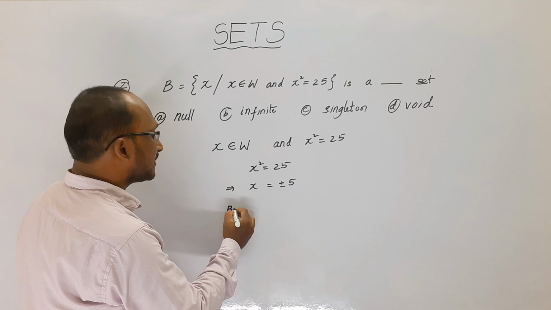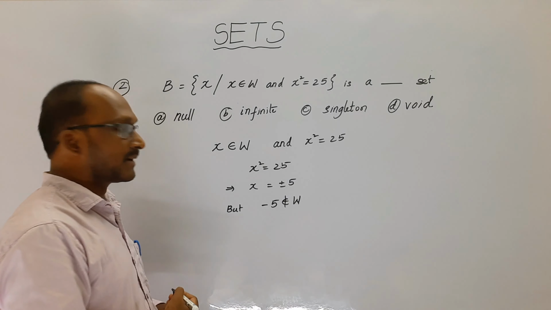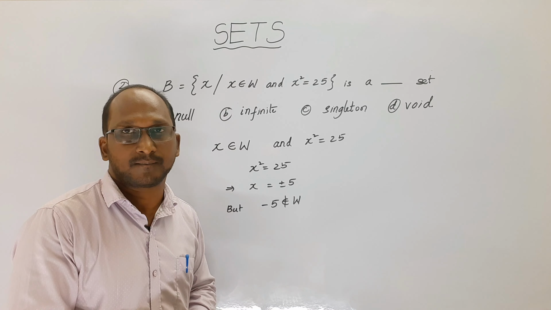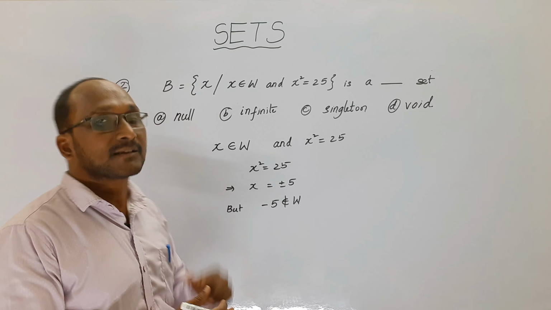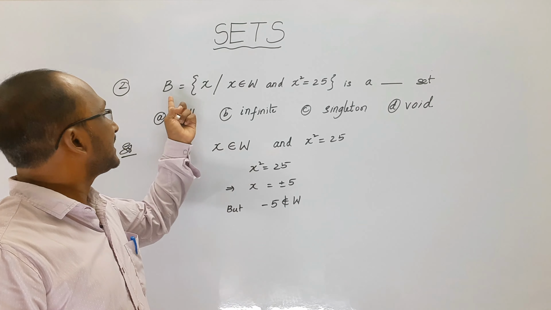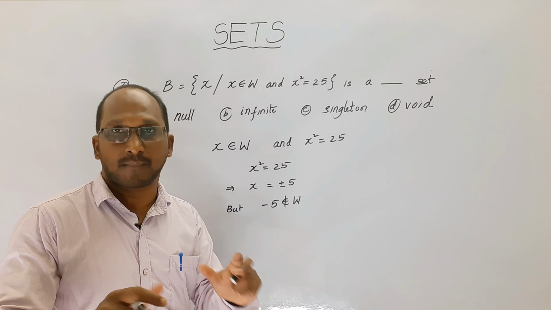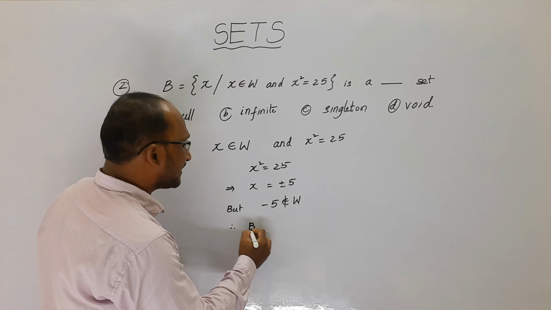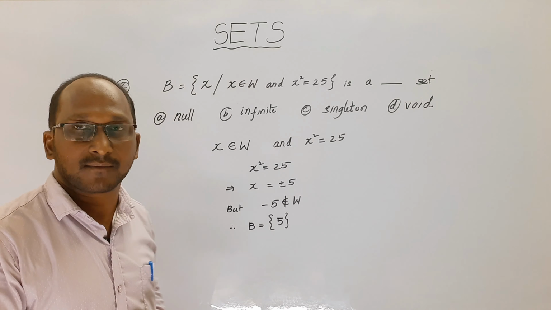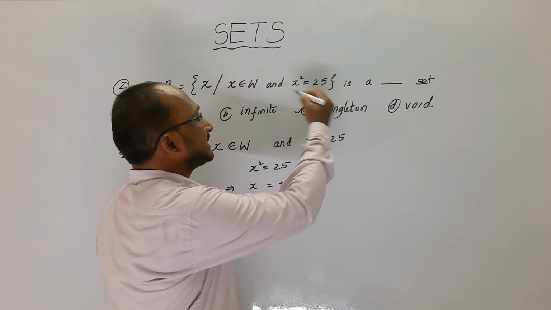But here we can say that minus 5 does not belong to W, because generally we think that as X square is equal to 25, X can be plus or minus 5. But here this set B can't contain two elements 5 and minus 5, because in the set B each and every element is a whole number. That's why we should not consider the element minus 5. So B is the set which contains only the element 5. As B contains only one element, we can say that it is a singleton set.